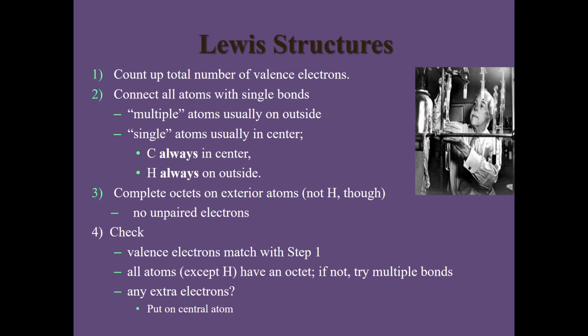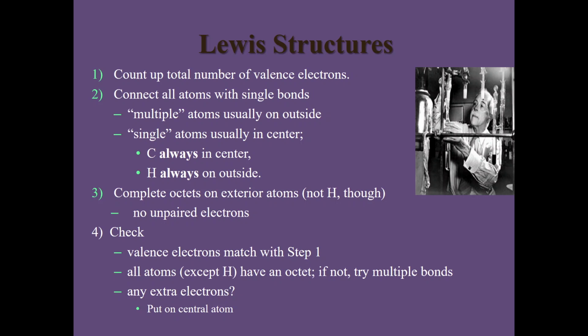Count up the total number of valence electrons. Connect all atoms with single bonds. In order for it to be bonded together, there has to be at least one bond between all of them, so you can go ahead and just connect all the atoms together. Multiple atoms usually go on the outside. Single atoms usually go in the center.